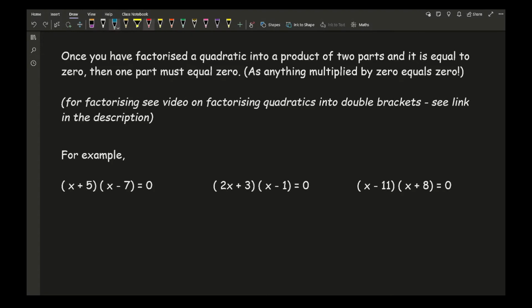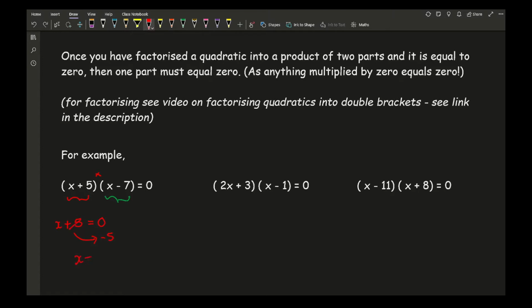Now, as we talked about, a quadratic equation, once you factorise into double brackets, splits into two parts. Now, one part of this is x plus 5 and another part is x minus 7. As they both multiply together and equal 0, it means that one of the parts must equal 0. So here I've got x plus 5 equals 0. So then all I've got to do is take the 5 over to the other side by subtracting.